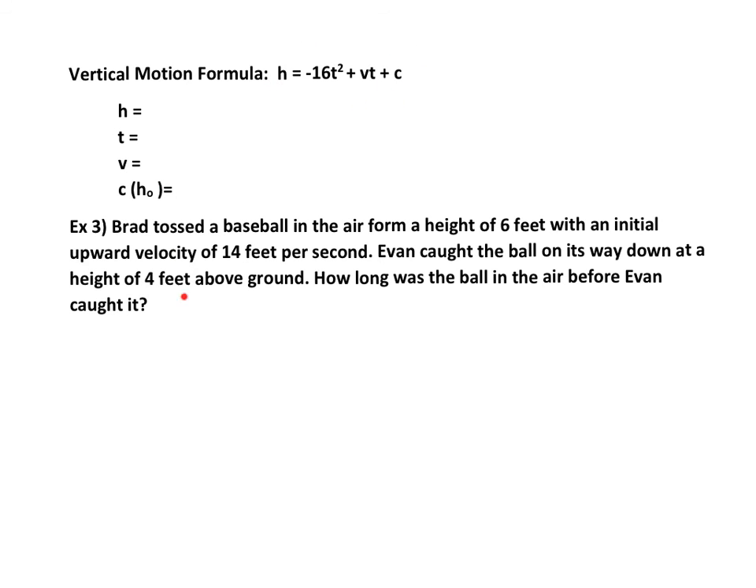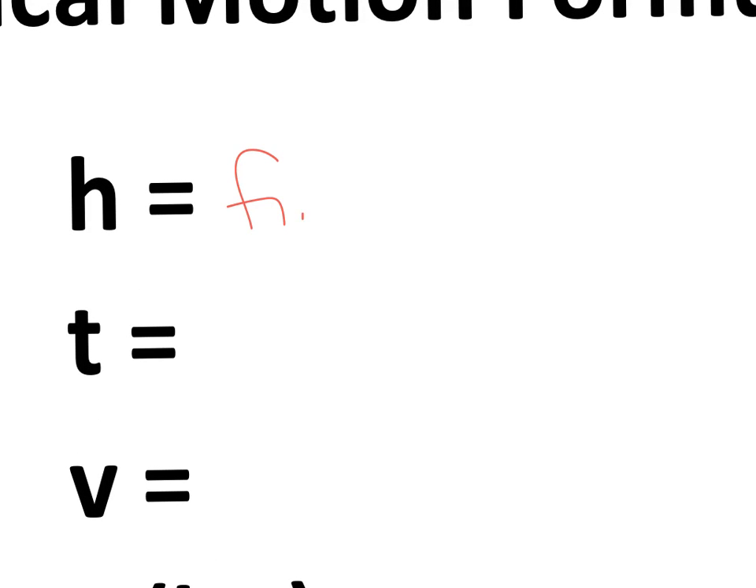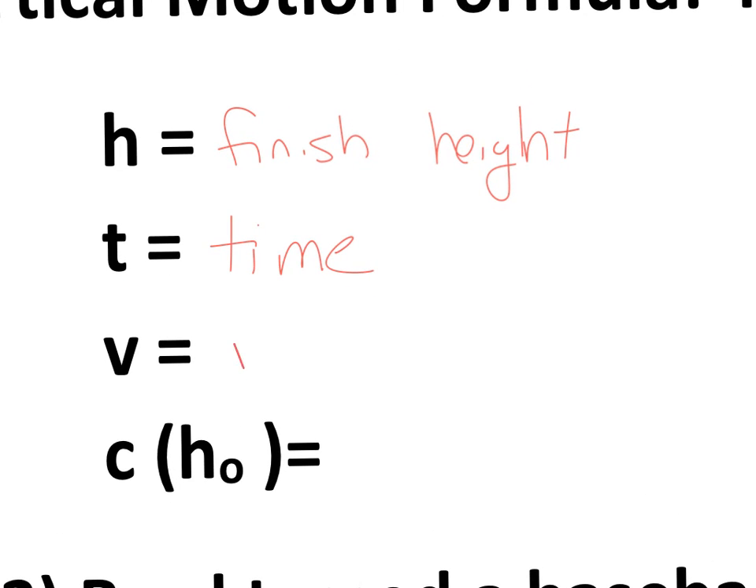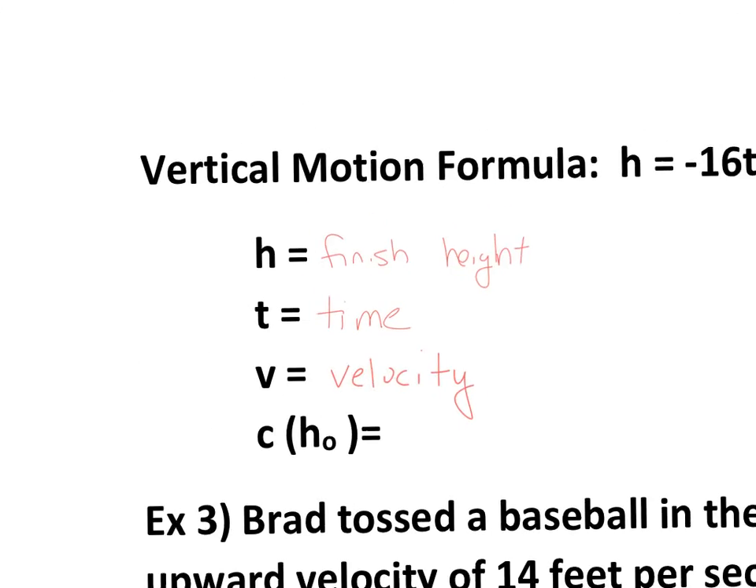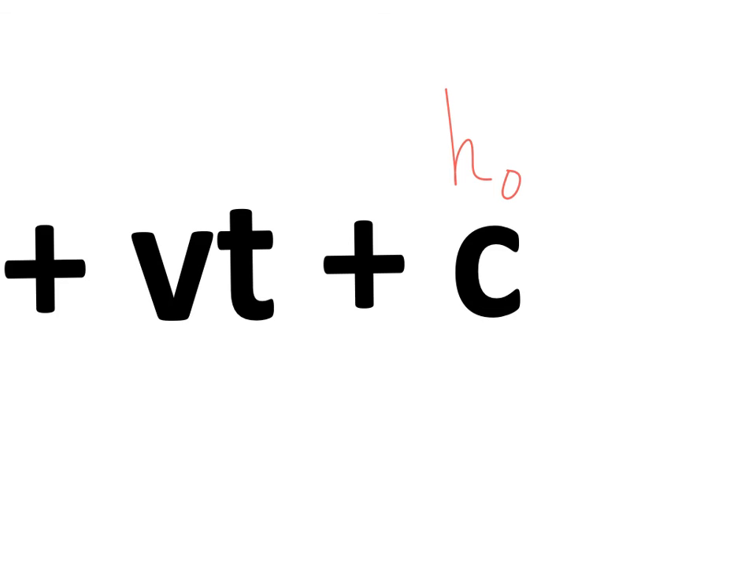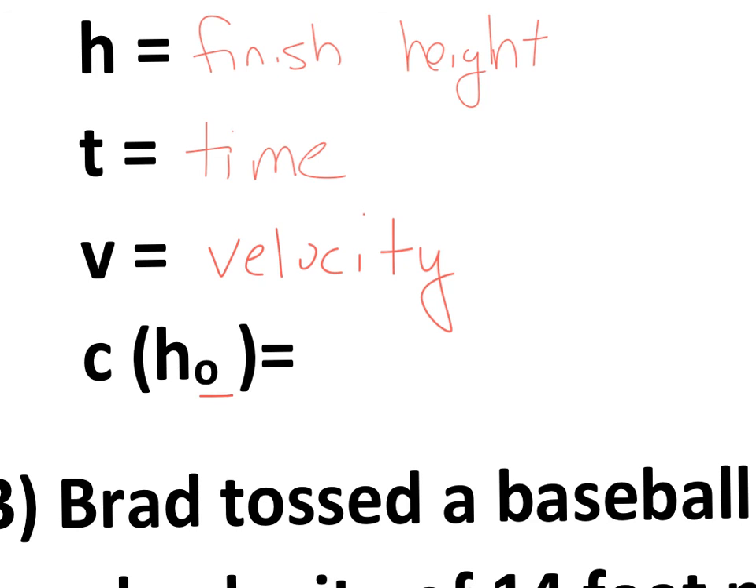All right, so your H, okay, this will be your finishing height or your final height. So finish height. T is still time. V, this is your velocity, which is just simply your speed. Now, it depends on which textbook or who's writing it out. Sometimes you'll see a C here, and sometimes an H sub 0. That sub-zero just means start. So anytime you see that, we're talking about your starting height here.